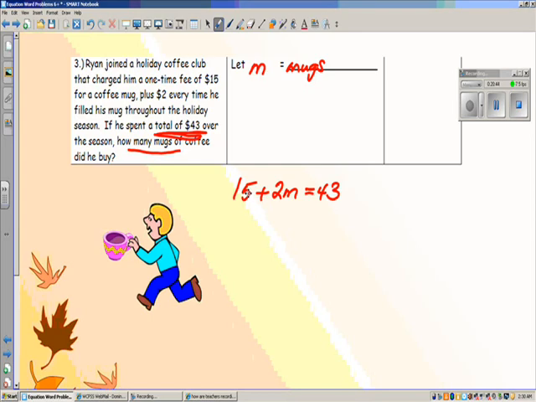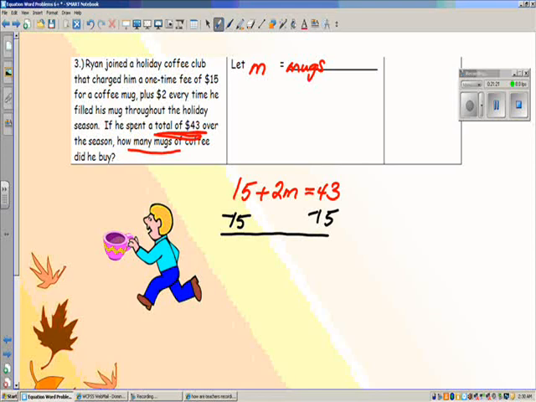Just like when we say we solve equations by doing the inverse operation, we also solve it by doing the opposite of the order of operations. For example, normally you would multiply or divide first and then add or subtract. But when we're solving equations, you do the opposite, which is add or subtract first and then multiply or divide. Alright, so since we have 15 plus 2M, we're going to subtract 15 from both sides.